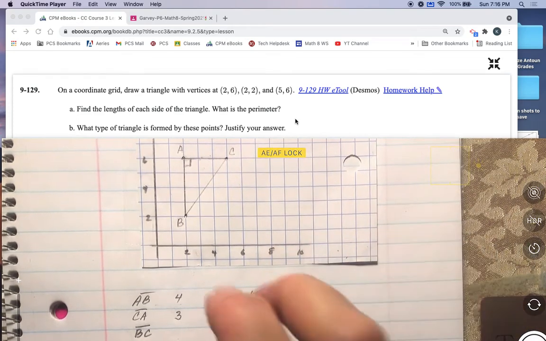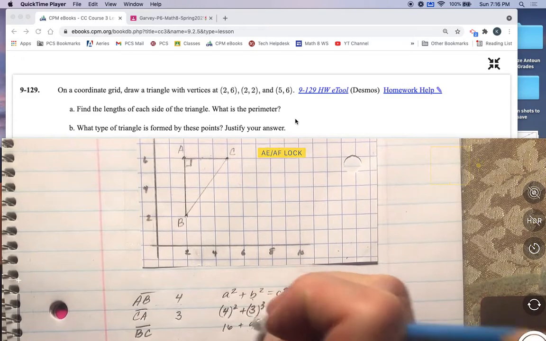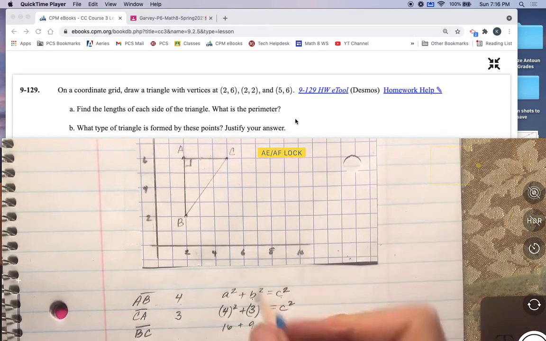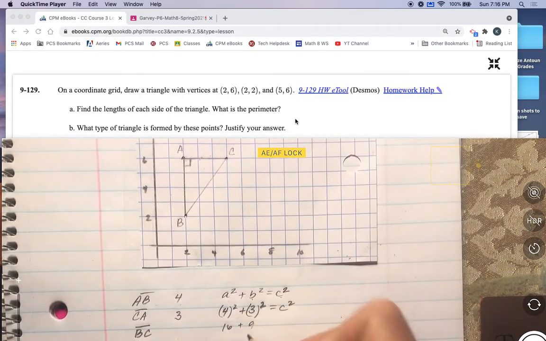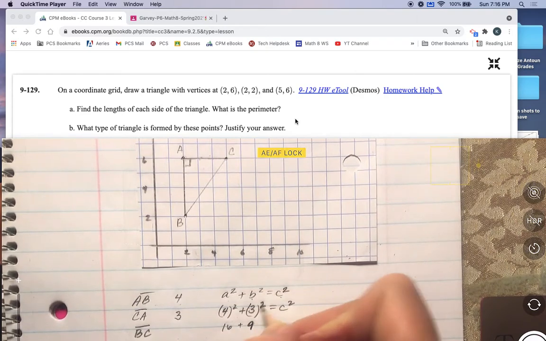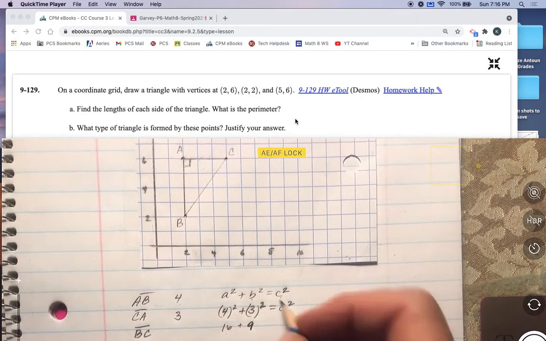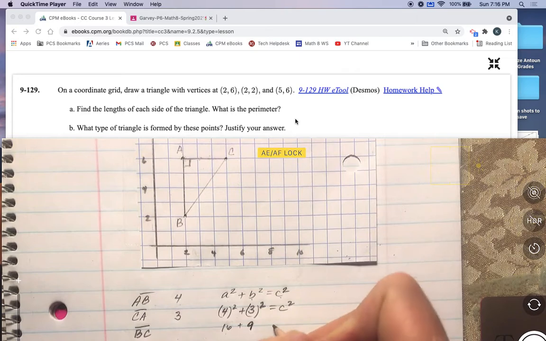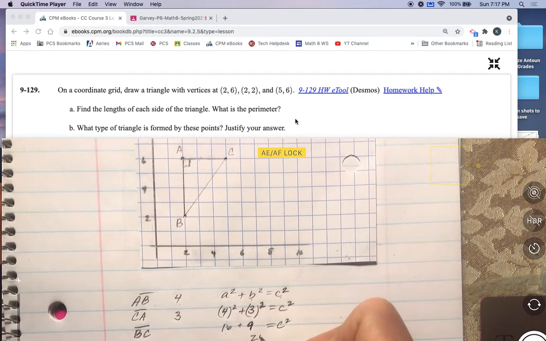Wait a second, not 9. Oops. I wrote a 3 instead of a square. So that is 9. 3 squared is 9. 4 squared is 16. If we add them together, they are equal to c squared. And this is 25 is equal to c squared.